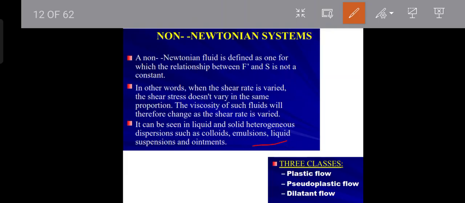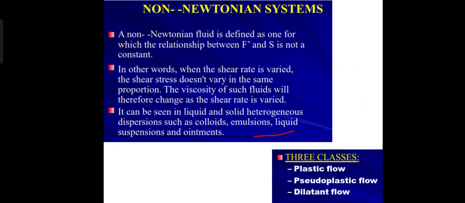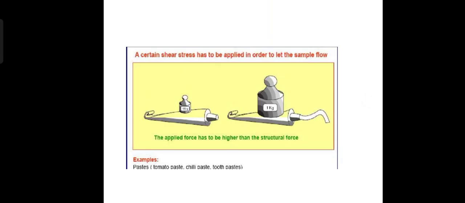The main thing is that the relationship between the shearing stress and the shearing rate is not constant. Mainly there are three classes, although the time-independent and time-dependent concepts are also there. Time-dependent ones you can call thixotropic and rheopexy, which I will discuss later. Time-independent ones are plastic, pseudoplastic, and dilatant. First of all I will discuss the plastic.